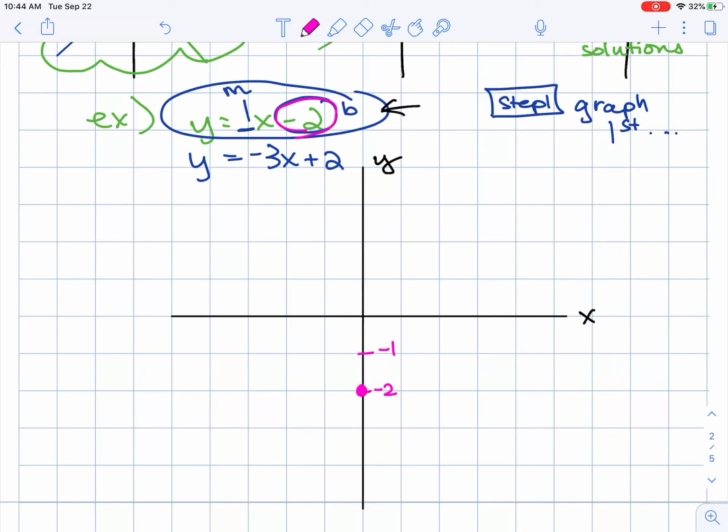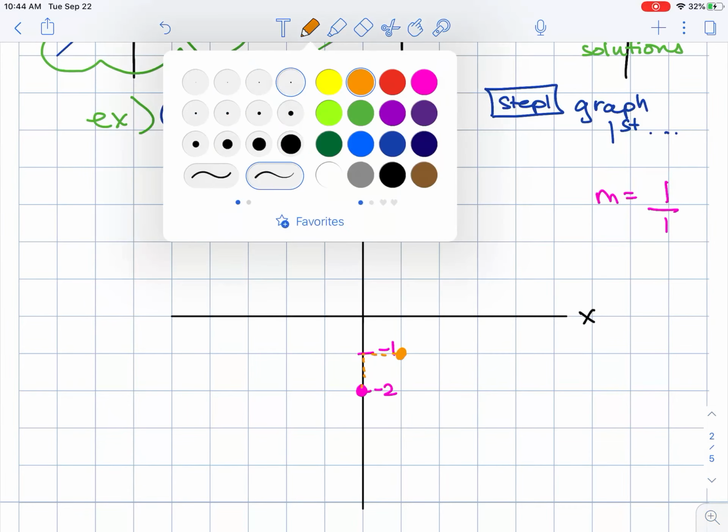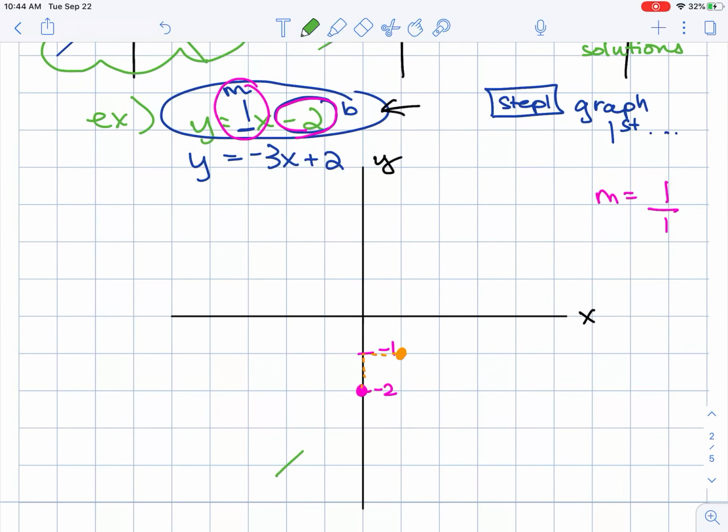From there, we're going to use our slope, which is 1, and we put that as a fraction. It's 1 over 1. So we're going to go up 1 over 1, and that's our next point. And now we connect the dots. Okay, and that is our first line. Okay, so now we're going to go ahead and graph the second line.